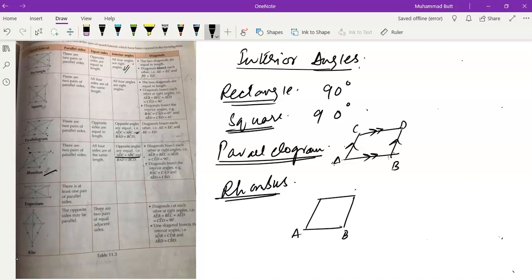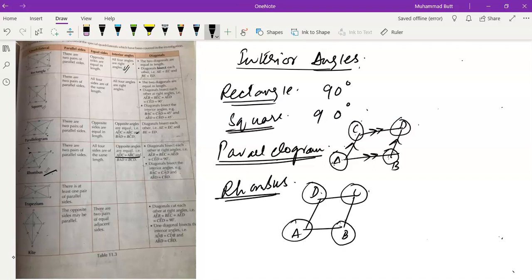A, B, C and D. In parallelogram and rhombus, opposite angles are equal to each other. Over here, angle B is equal to angle C. Similarly, angle A is equal to angle D. Same is the case with rhombus. Angle B is equal to angle D, and angle A over here is equal to angle C.